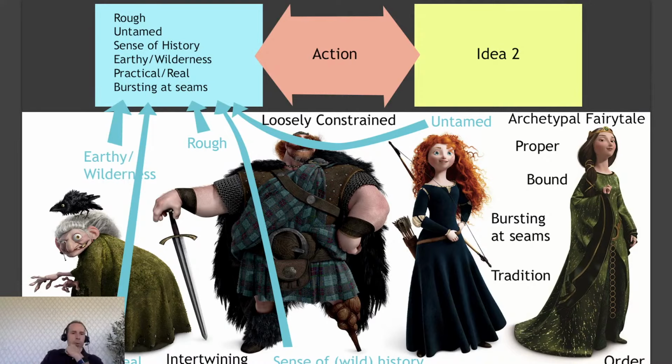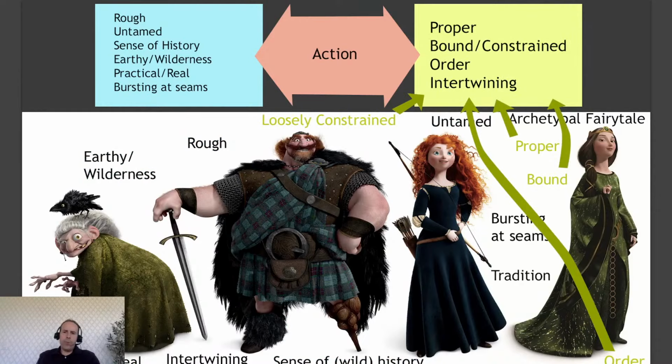Pulling a bunch of these things together, the stuff that touches on this idea of the wild wilderness and the physicality of the world and just the craziness going on in Brave. Then we've got these other things, and I forgot to do an arrow here for intertwining, but we have all the things that are constrained, controlled, the sense of order, things being proper. I put all those into the same box because they felt like they were nudging towards the same idea. All right, so now we have our two main ideas.